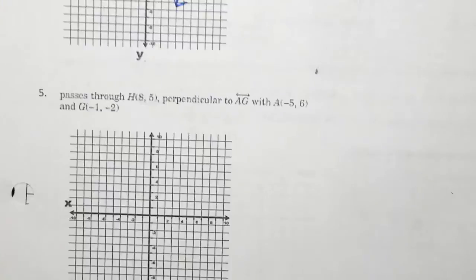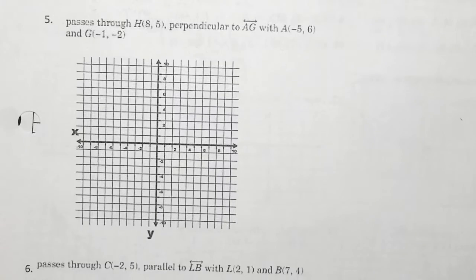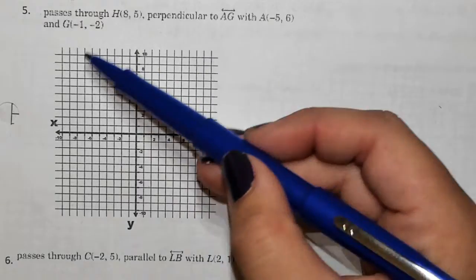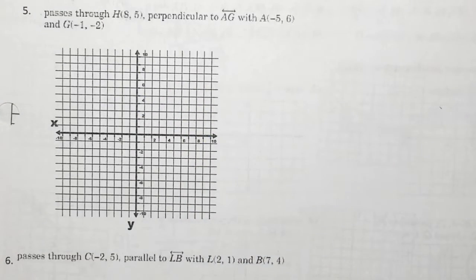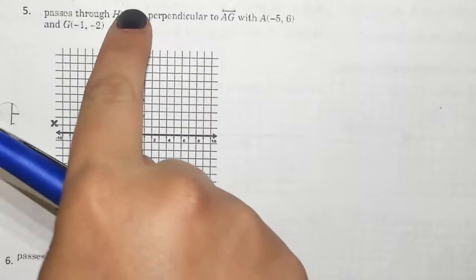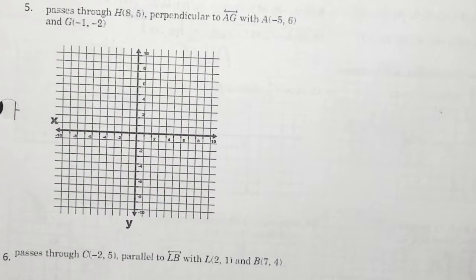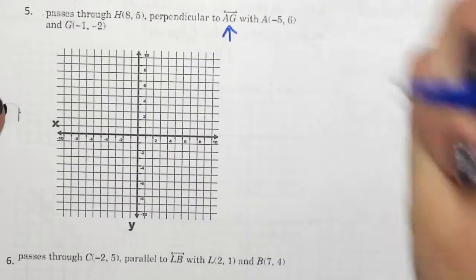Let's go on to number 5. Here's the problem with number 5. You have a line AG. Your task is to draw another line that goes through this point, but is perpendicular to AG. So my first thing I would do, let's plot line AG.